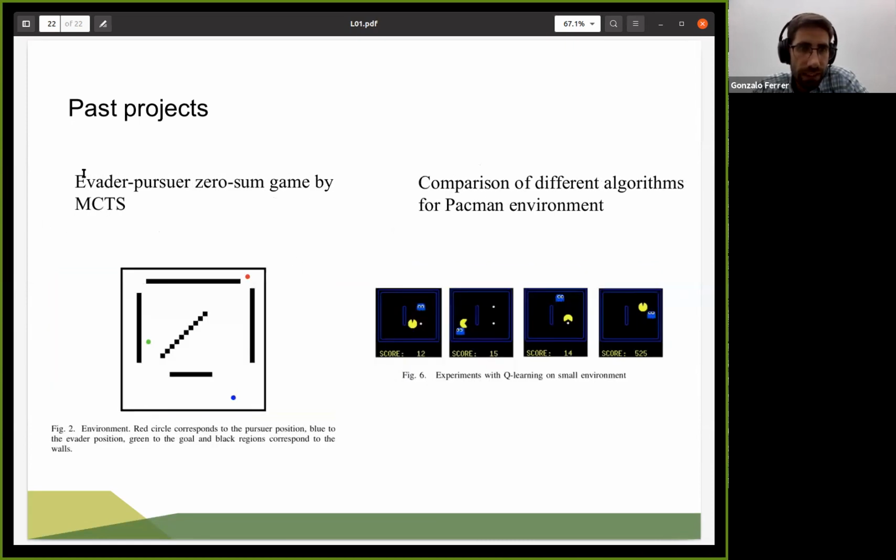Other projects: an evader-pursuer zero-sum game with Monte Carlo tree search. This is the environment, which is similar to one of the problem sets, by the way. And another was a comparison of different algorithms for the Pacman environment. The Pacman environment could be thought of as a game also. We will discuss games in lecture 7. There are different ones that they can do. In this case, this is a particular method of reinforcement learning that they were using, but they also tried other methods there. Okay, I think that's it. That's all the material that I have.